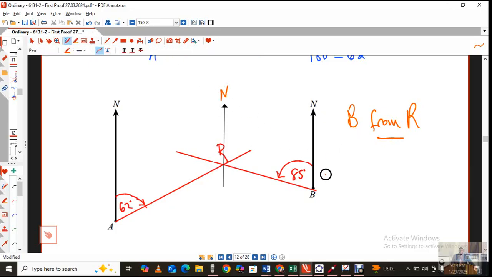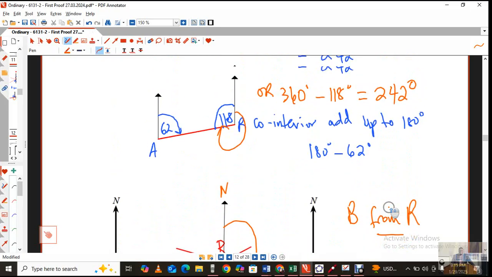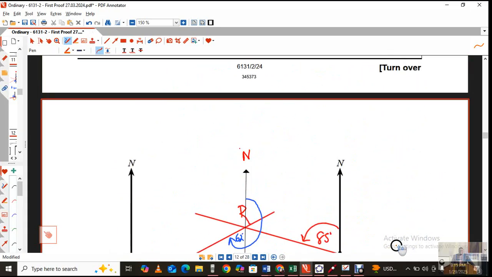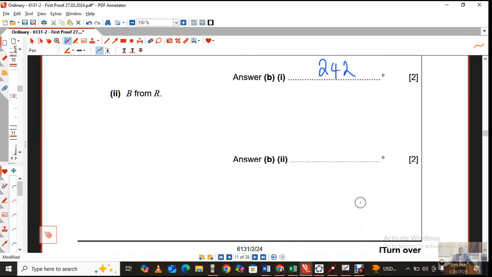The bearing of B from R. You go to R, what direction? Clockwise. That is the angle we're looking for. This is co-interior. So I can find this angle plus this 85 should give you 180, co-interior. So I will say, wait a minute, it's 180 minus 85. When you do that, you get an angle of 95. But we are looking for the bearing. It should always be a three figure. So you need to put a 0 there. So it's 095 degrees. The other one is already a three figure, 242. So my answer is 095 degrees.